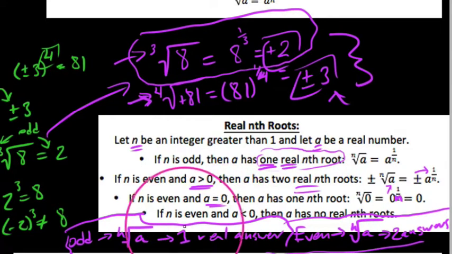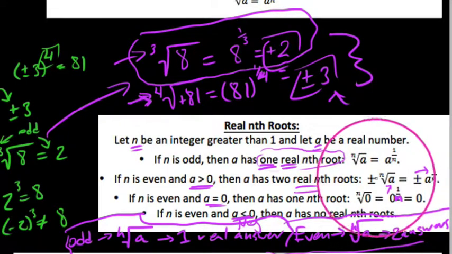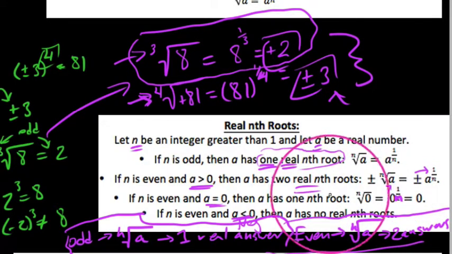And then this one here basically says for right now, if n is even, that is, if you're taking an even root, and a is less than 0, a is negative, okay? Basically, then you're not going to get any real roots, okay? You get 2 imaginary roots, but that's for a later discussion. We'll just say, look, for right now, you don't get any real roots, okay?